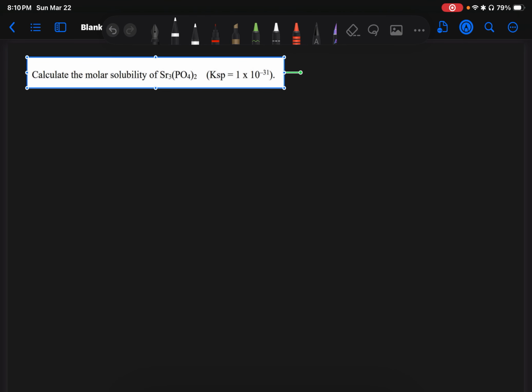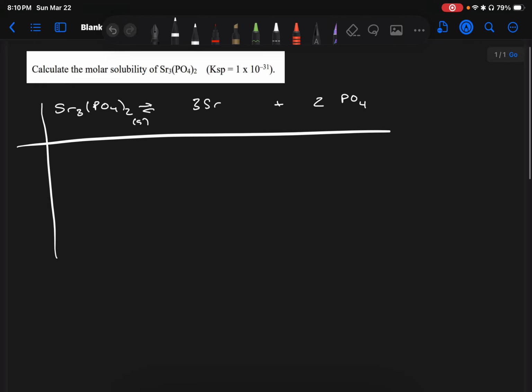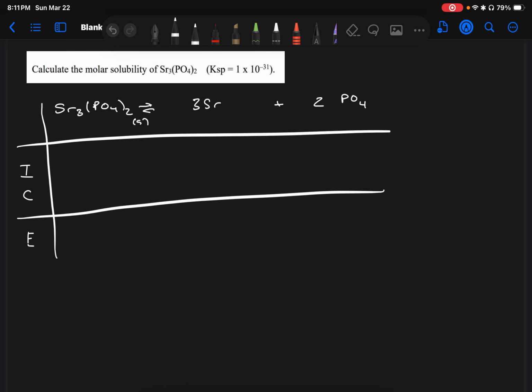Hopefully this can go much faster compared to the last one, but I think this is way easier. So let's just start. Sr3(PO4)2, this is the solid. Because I already talked about all this before, it'll just come back to me, and I already did a practice midterm with all these questions, so this is just extra review.